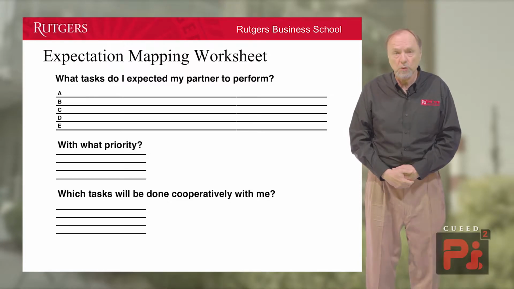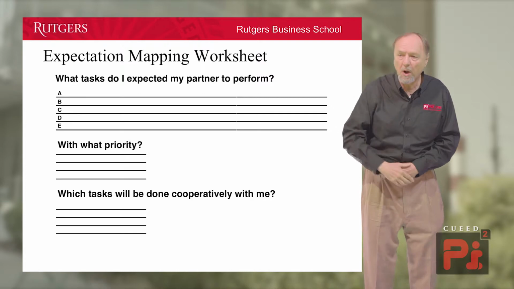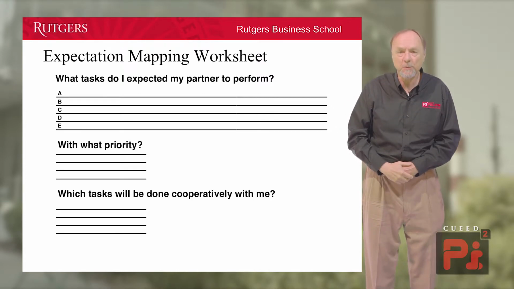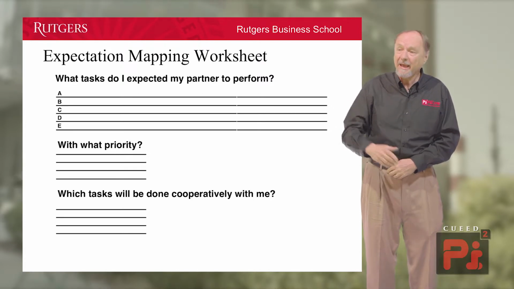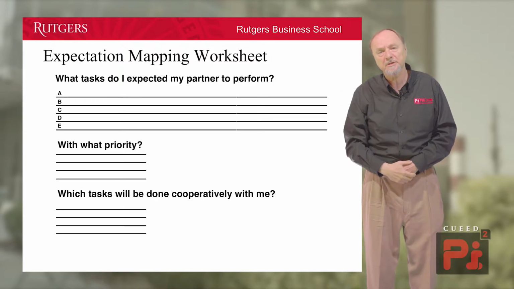I'm going to fill out a second form. This is my view of you. This is what I expect you to do, with what priority, and what tasks will be done cooperatively with me. And then I'm going to fill out in the white space there what I think your roles, responsibilities, and accountabilities are. You're going to do two pieces of paper: your view of you, your view of me. And then we're going to sit down and we're going to compare. And you'll be fascinated to find out where we agree and where we don't.